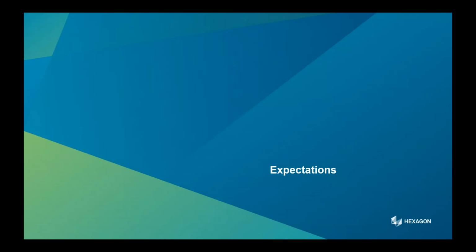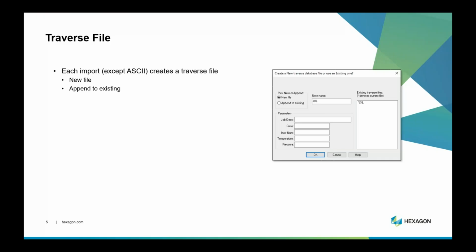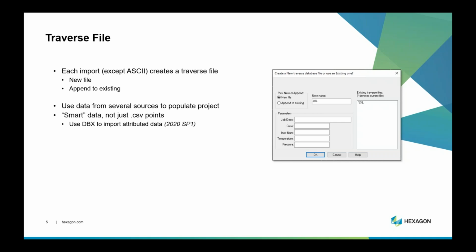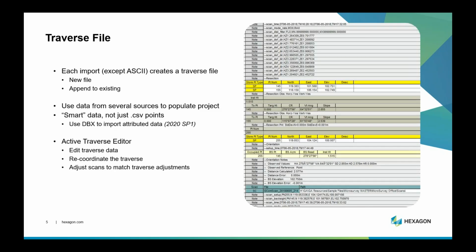Some of the expectations when you're importing field data into MicroSurvey CAD. Each import is going to create a new traverse file, or you can append it to an existing traverse file. What this traverse file will allow you to do is take that data from several sources and use it within your project as smart data, not just CSV points. So with that, you can edit that traverse data and you can recoordinate the traverse after editing that data. You can even manually enter a traverse if you have somebody who's field booked all of their data.